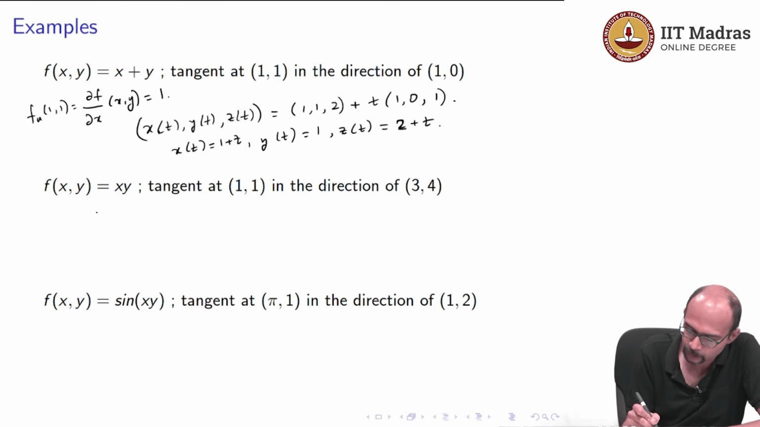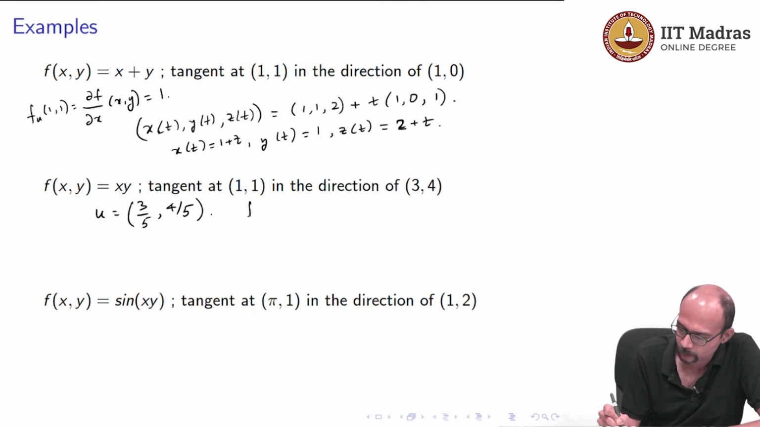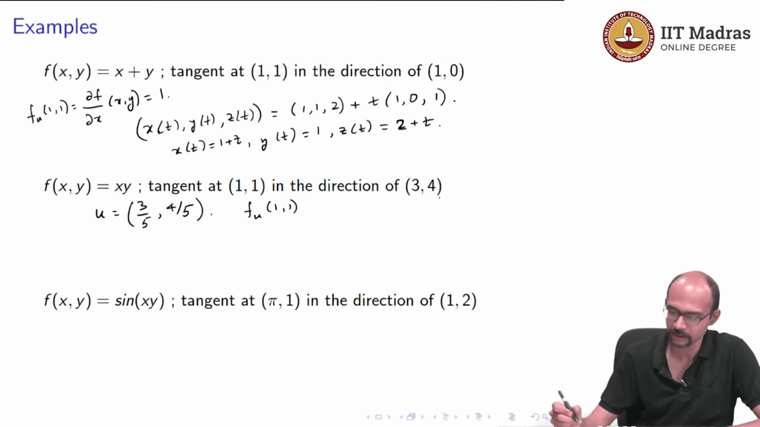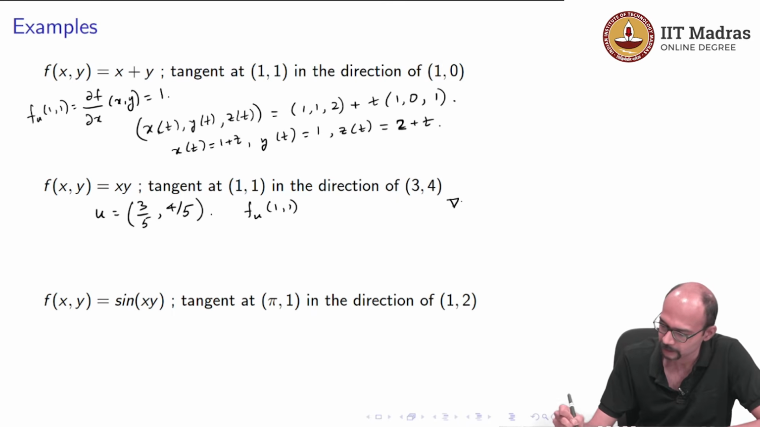So, first we need a unit vector in that direction. So, what is a unit vector in that direction? Well, you can compute it: 3 by 5 comma 4 by 5. Then we need to compute what is f u of 1 comma 1. So, to do that, since it is a nice function, I can use my gradient formula.